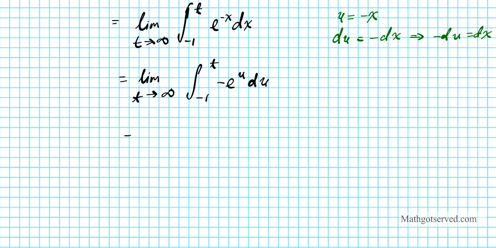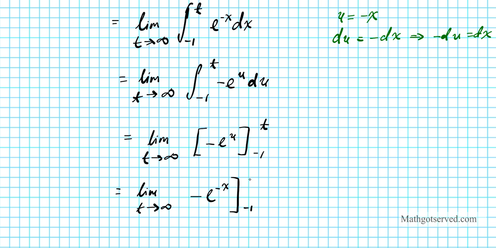So this simply becomes the limit as t approaches infinity of negative e to the u from -1 to t. Since I didn't change my limits of integration, I need to change this back into its original form, which is negative x. So this is still x and this is x, so I have to change this back. This becomes the limit as t approaches infinity of negative e to negative x evaluated from -1 to t. So I'm going to be taking the limit of this value right here.